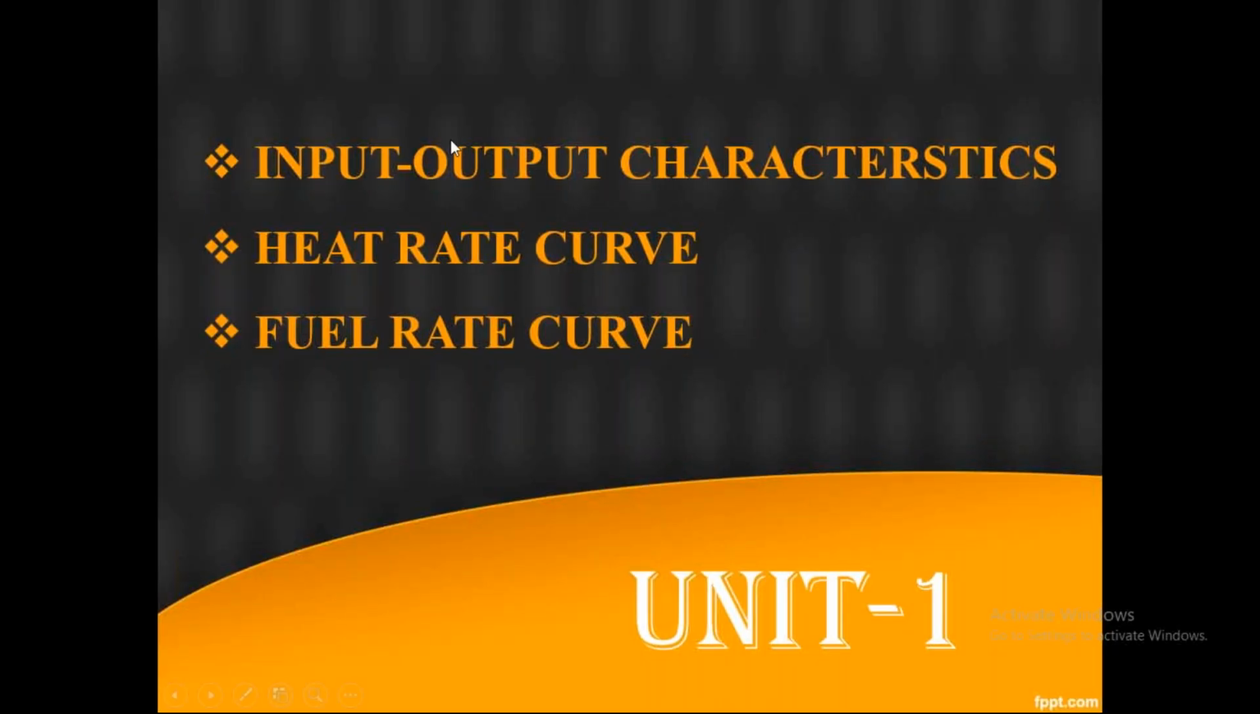So these are the topics I'm going to explain to you. One is input output characteristics, heat rate curve, and fuel rate curve. These characteristics tell us the performance of a particular unit. Suppose in a generating station there are three units. Based on the demand, you have to schedule which unit has to generate a particular load of power. So how can we schedule? By knowing these three characteristics: input output, heat rate curve, and fuel rate curve.